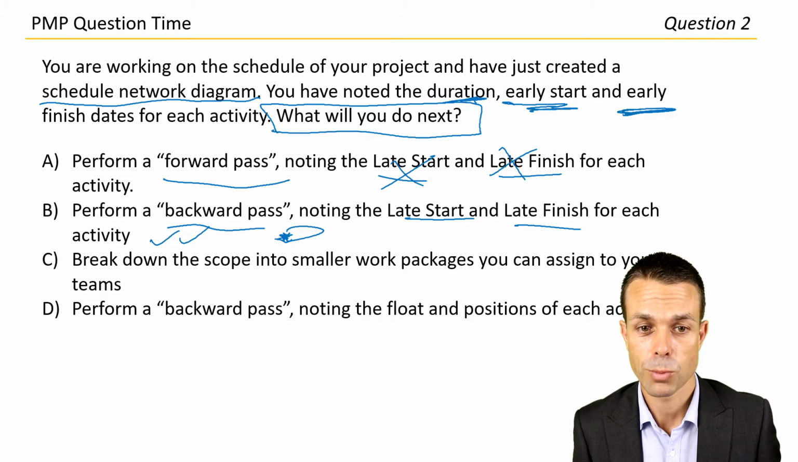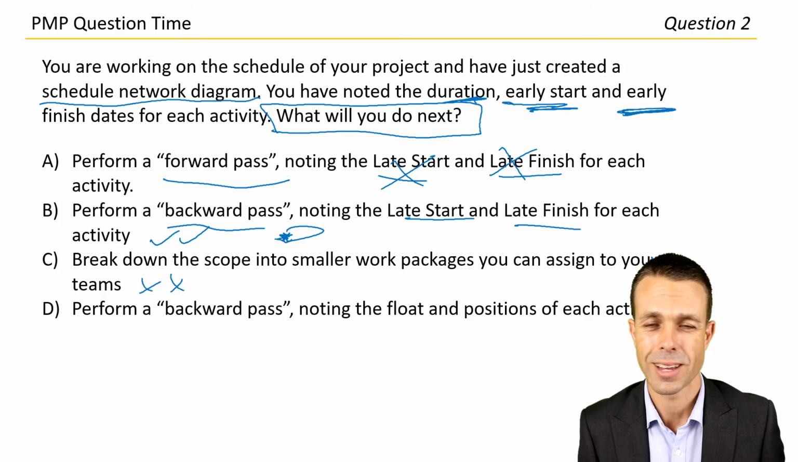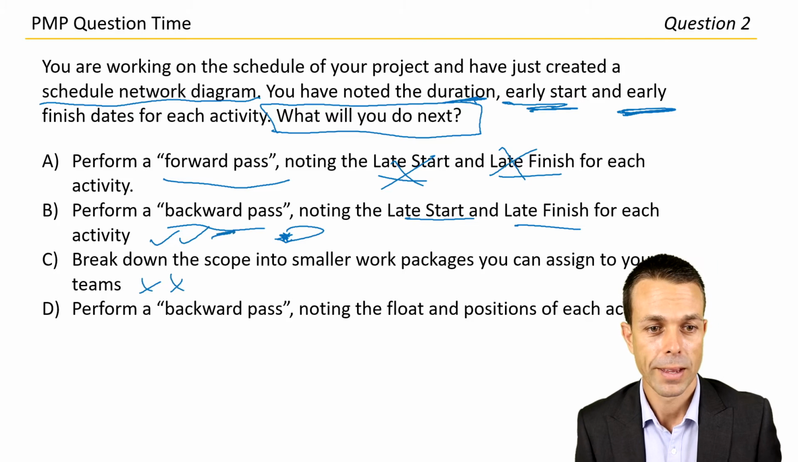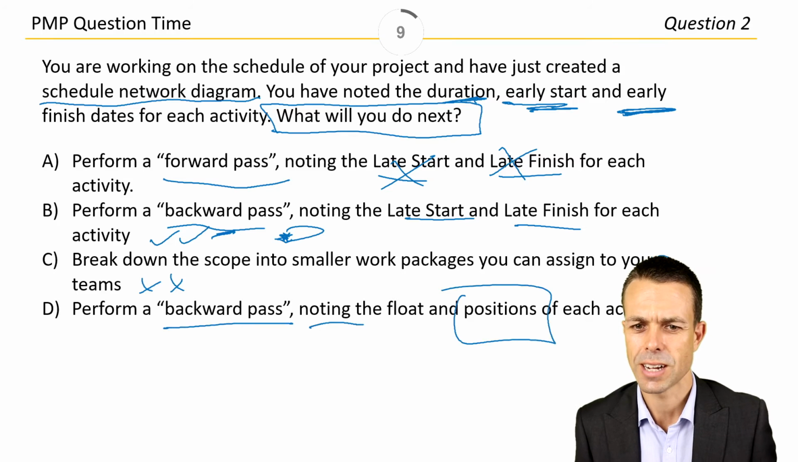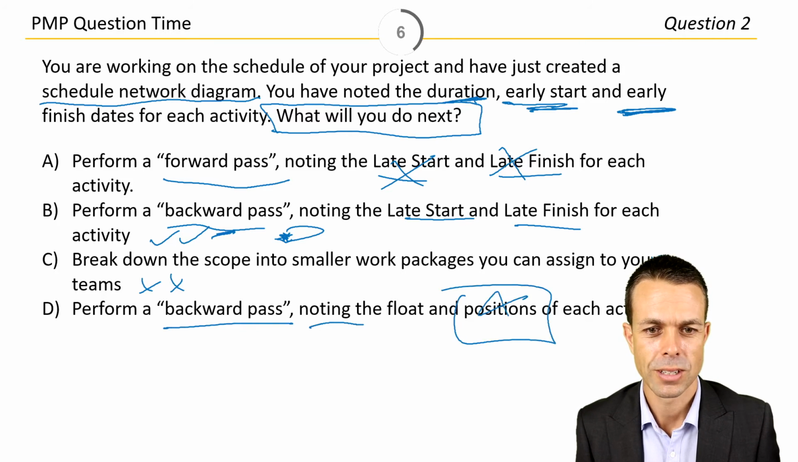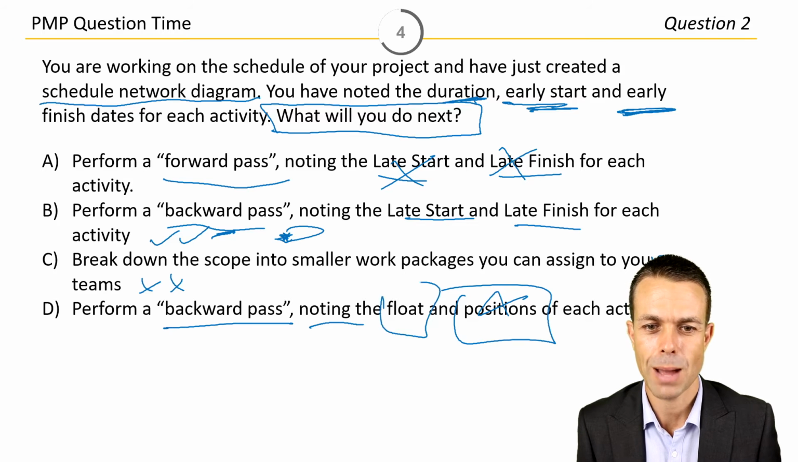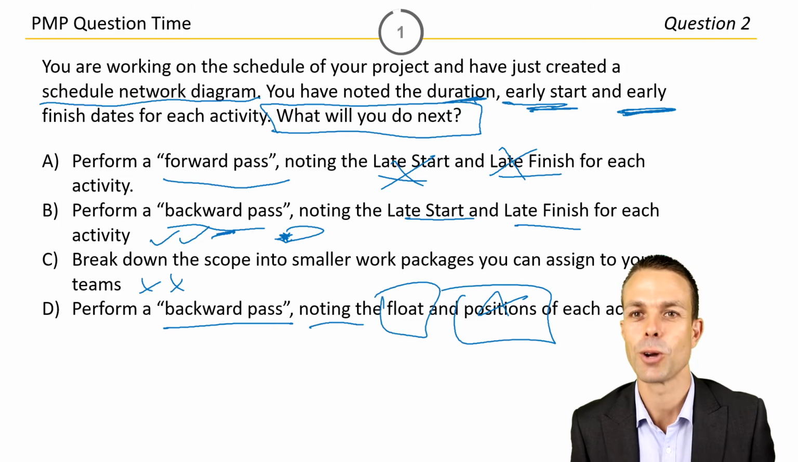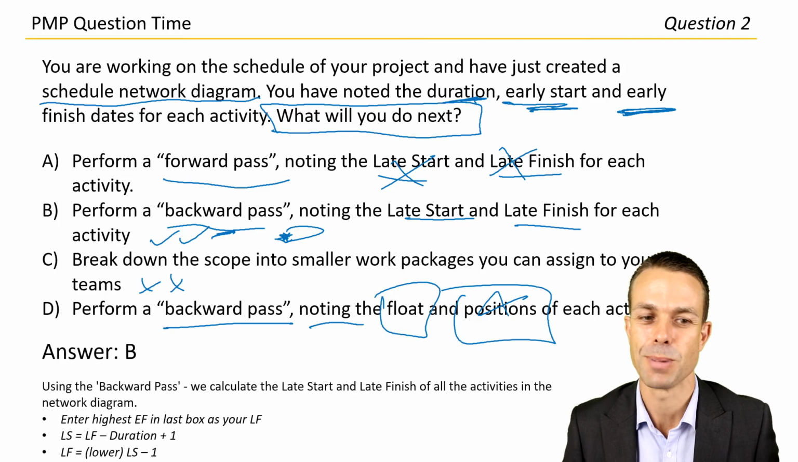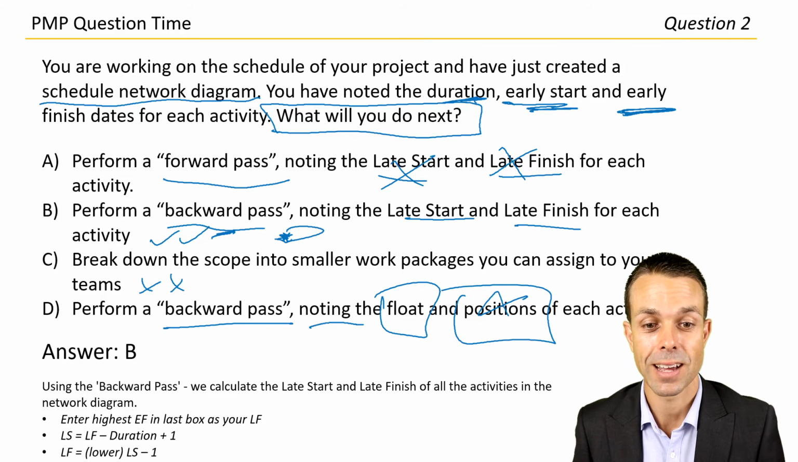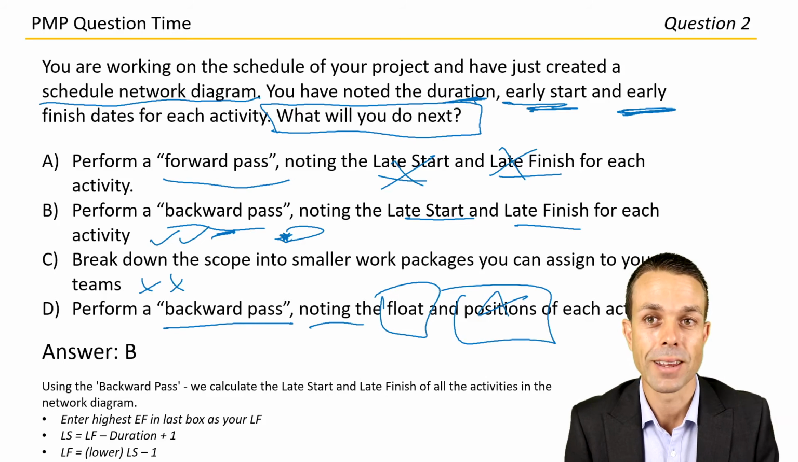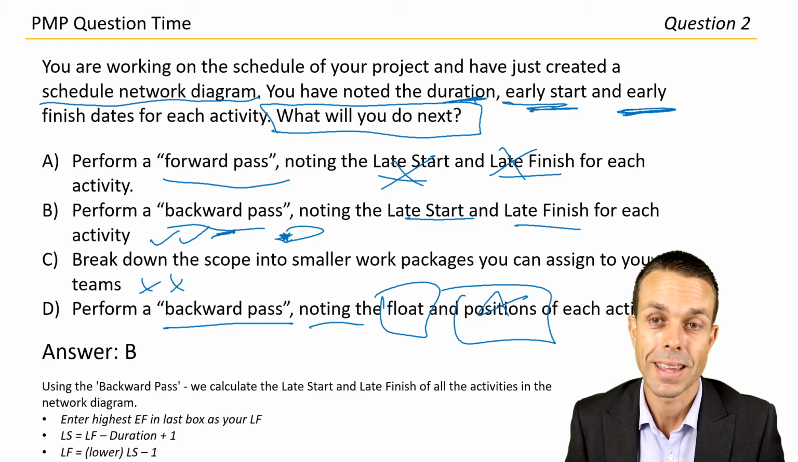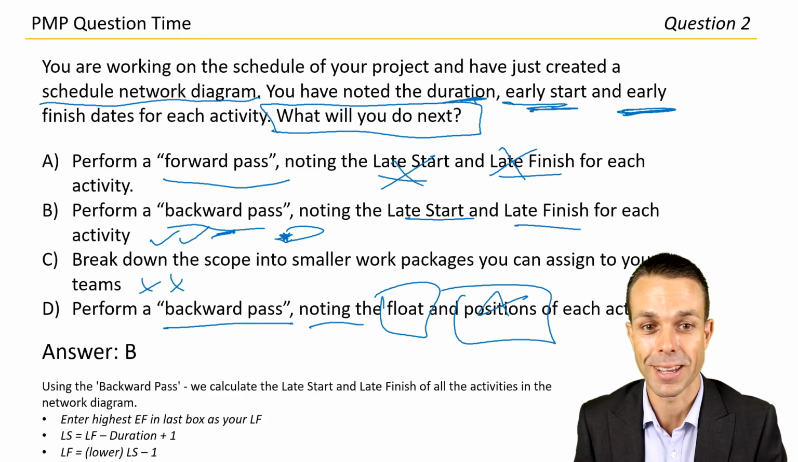Break down the scope into smaller work packages you can assign to your teams. Probably not. I don't think we're going to do that at this stage. We've got a better option up here. Perform a backward pass, noting the float and positions of each activity. Not as good. Float sort of happens after the backward pass anyway. I think we're going to go with answer B for this one. Let's have a look. Answer B. Using the backward pass, we calculate the late start and late finish of all the activities in the network diagram, and later on we use that to figure out the float or the wiggle room in our project schedule. Really cool thing, and that's wonderful.